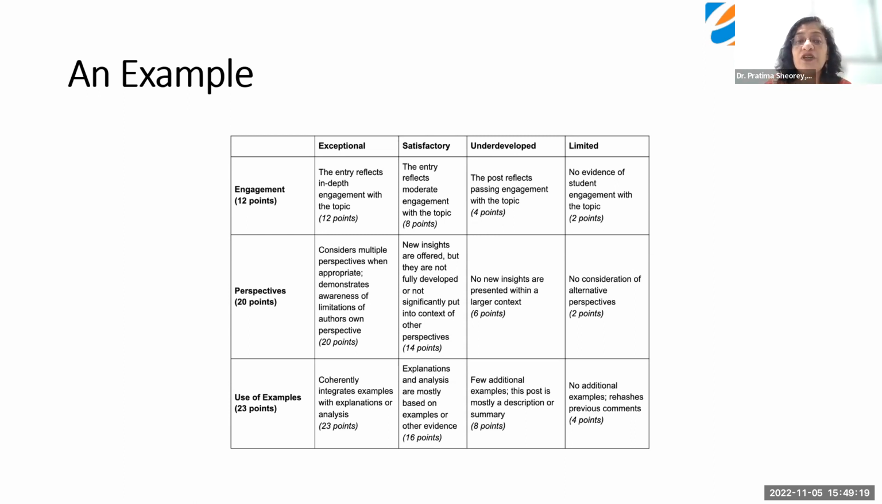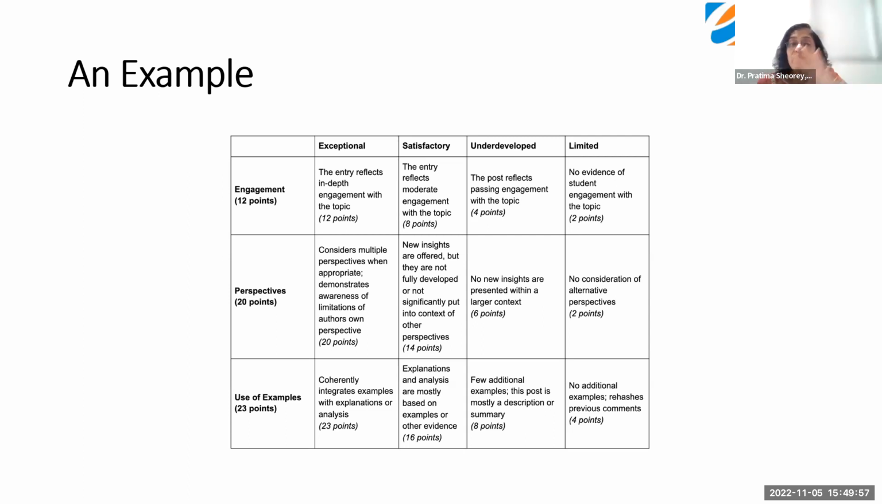So that's what has been done. If you are exceptional, 12 points. If you are satisfactory, 8 points. If you're underdeveloped, 4 points. If you're limited, it is 2 points. So you can give an idea of how many marks you'll give for each. Perspectives: considers multiple perspectives when appropriate, demonstrates awareness of limitations of the author's own perspective. New insights are offered, but they are not fully developed or not significantly put into context. No new insights are presented, and no consideration of alternative perspectives at all. So can they look at different points of view?